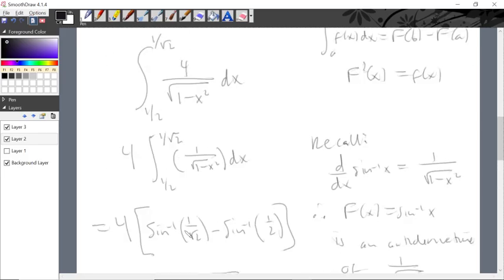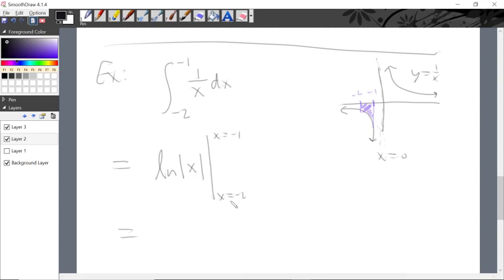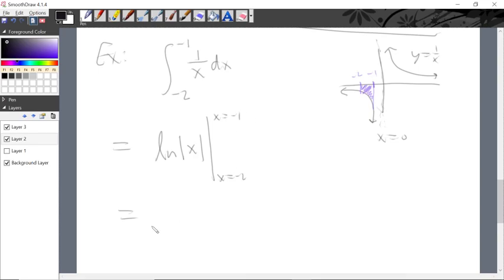I really should have shown that up here as well. So this is equal to 4 times the arc sine of x, evaluated from 1/2 to 1 over root 2, which I then plug those bounds in down here. So this is equal to the natural log of the absolute value of -1 minus the natural log of the absolute value of -2.